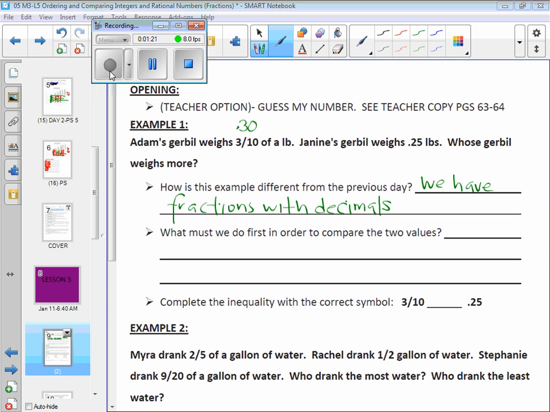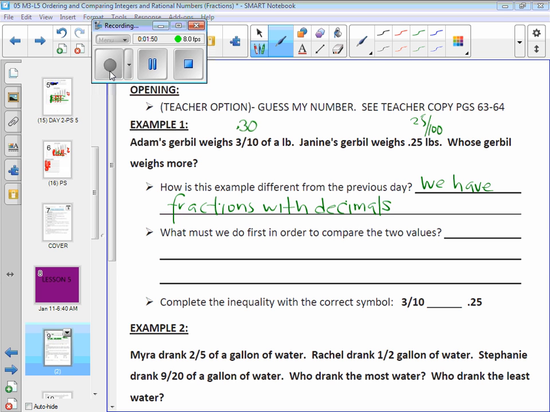What if I went the other way? What if I were to take 0.25 and change it to a fraction? What would it be out of 100 first? Marcus? 25 out of 100, right? Now, you do run into a little bit of an issue because you still have 25 hundredths and 3/10. I'm kind of getting ahead of myself. Let's just take it piece by piece.